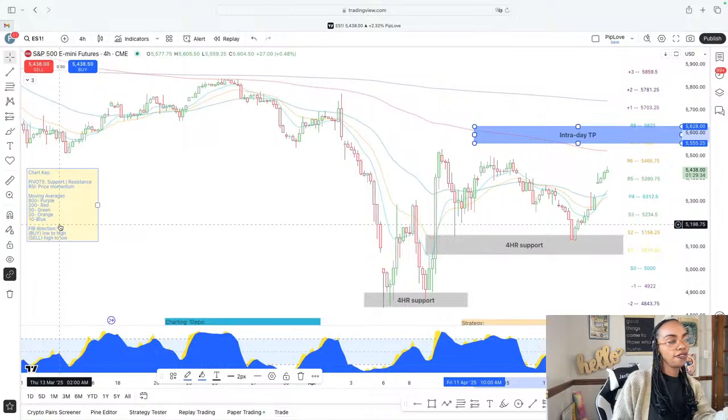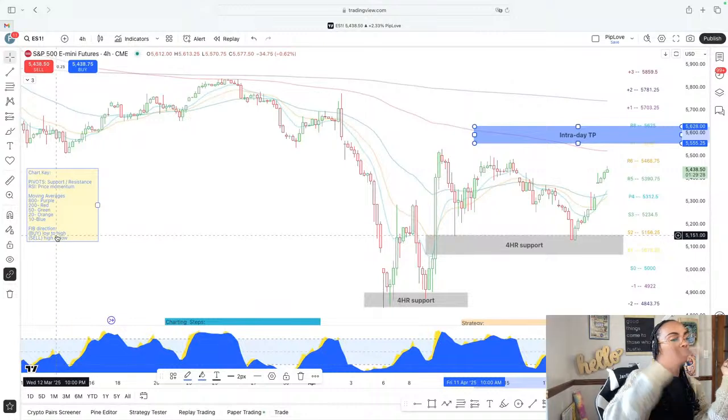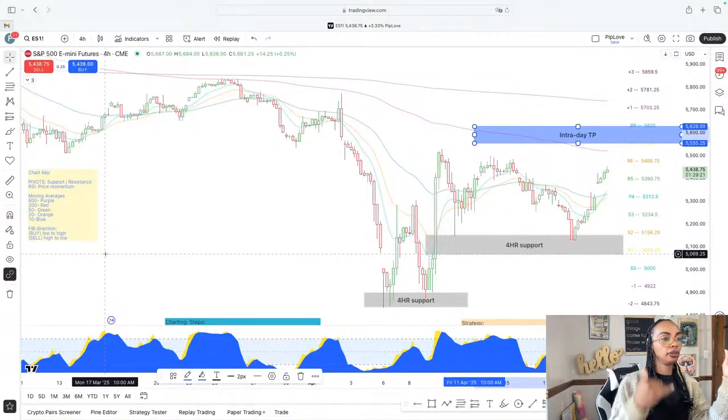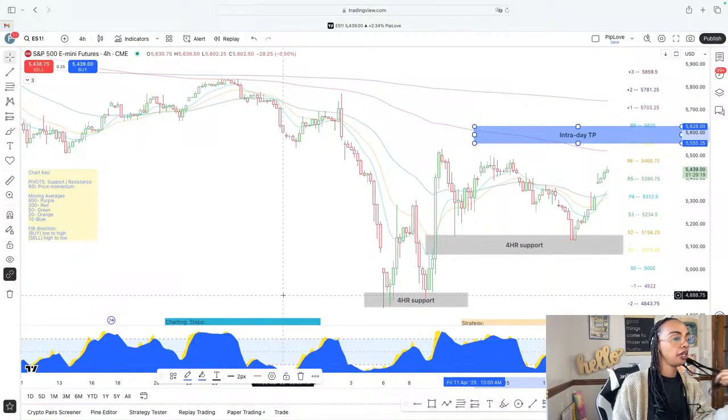We also use our fibs. If we're in a buy, meaning we're making higher highs and higher lows, we're going to use our low to our high for our fib direction. And if we're in sells, we're going to be using the highs to the lows to determine our direction.